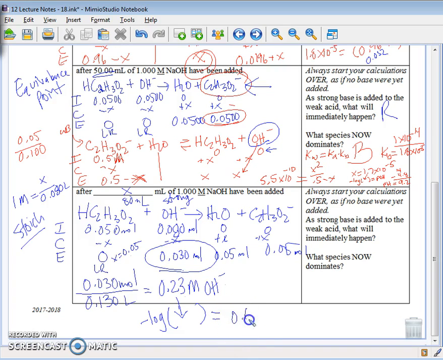What's the negative log of 0.23? 0.638. That's the pOH. How do I find the pH? I take 14 minus whatever that number is, and that's the pH. For Jacob, it's 13.362.